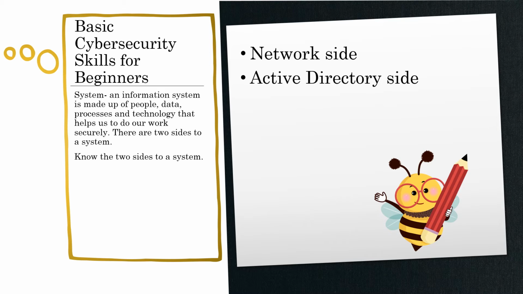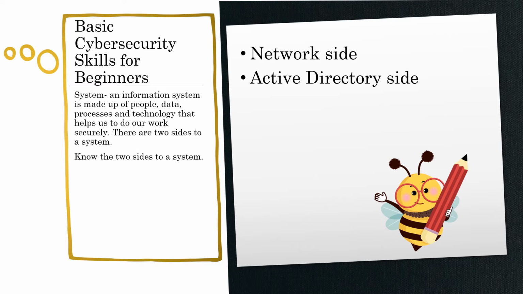One basic skill or tip that a new cybersecurity professional, somebody who is thinking about going into the cybersecurity field, should know is what a system is and what a system is made up of. Some people think a system is just a system. Yes, a system is made up of people, data, processes, and technology. All these things come together to help us make our work faster and more secure.